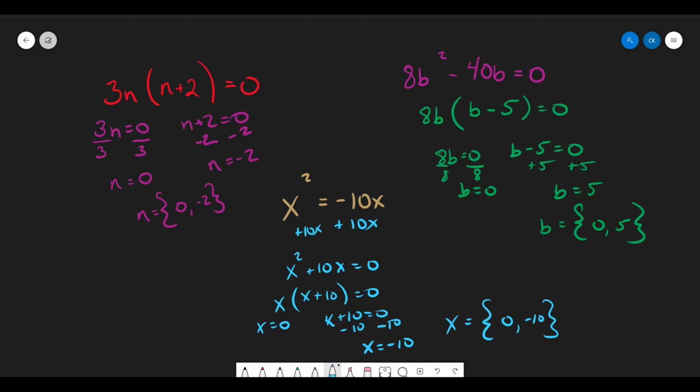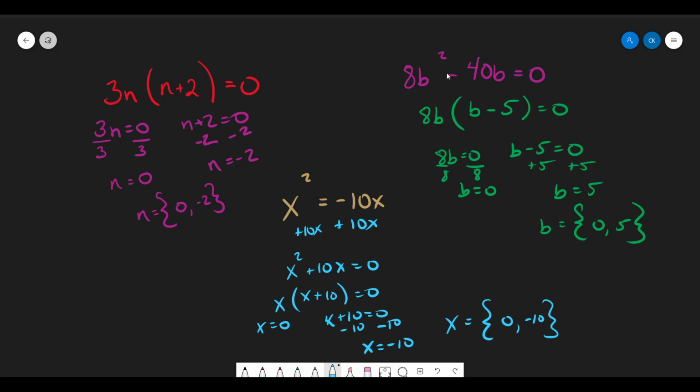Okay, so here are my answers. For the first one, I should be getting n is equal to the set of numbers 0 and negative 2. I just take each of these factors, the 3n, set it equal to 0, take the n plus 2, set it equal to 0, and solve for both of them. Divide by 3, 0 divided by 3 is 0. Subtract 2 from both sides, n is equal to negative 2. So there are the two answers there.